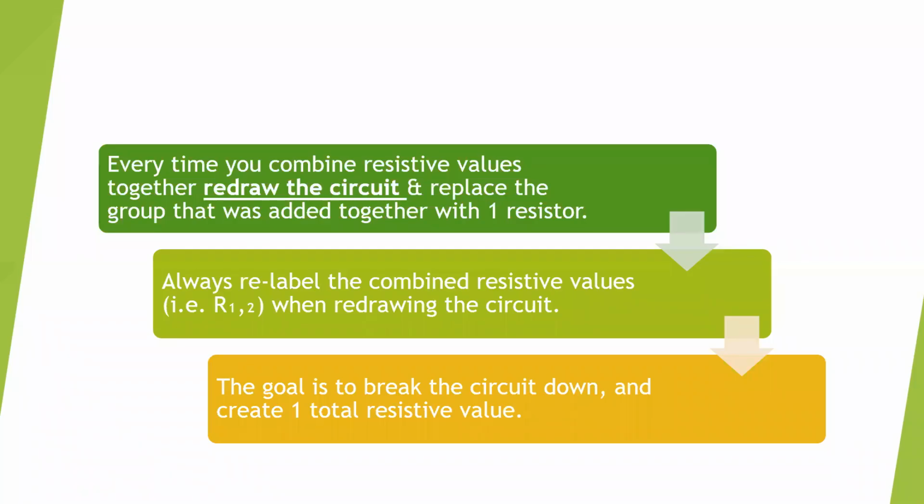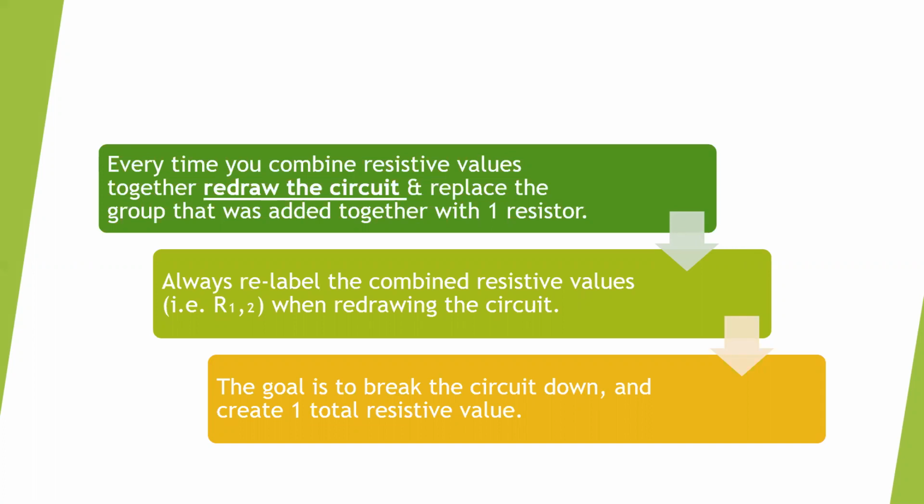Every time you combine resistive values together, redraw the circuit. It will help tremendously if you redraw the circuit. If you don't redraw the circuit, you might still get the right answer, and that's fine. But it is a detriment if you are struggling with these types of circuits and you don't redraw them. Okay, so it's just a step to help. Replace the group that was added together with one resistor and label it Rx. You can label it Ry, you can label it R whatever. I label it whatever the values are that it's replacing.